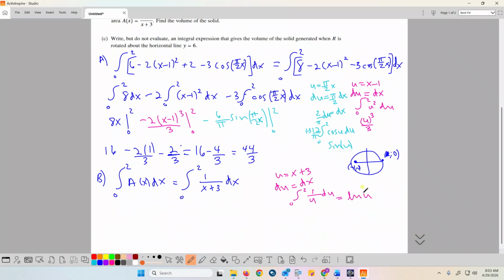And so, what is u? Oh, u is just x plus 3. So then that helps us say that this is going to be ln of x plus 3. I put it in parentheses, my mistake. It should have been in brackets, okay?